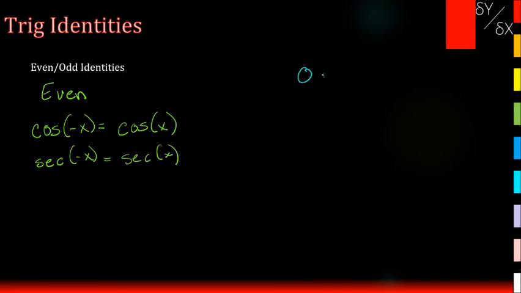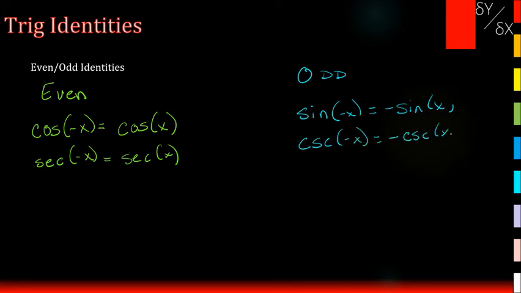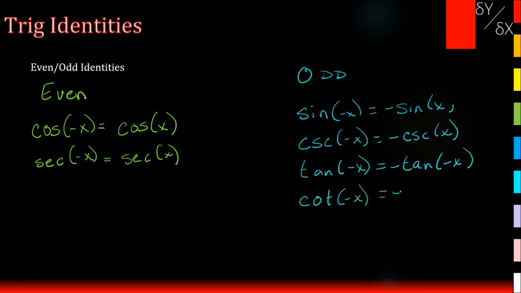We also have our odd functions, which is everything else. So sine of negative x equals negative sine of x. Cosecant of negative x equals negative cosecant of x. Same with tangents. And cotangents. And you could verify all of those based on all of the other identities, as long as you remember this one and this one.